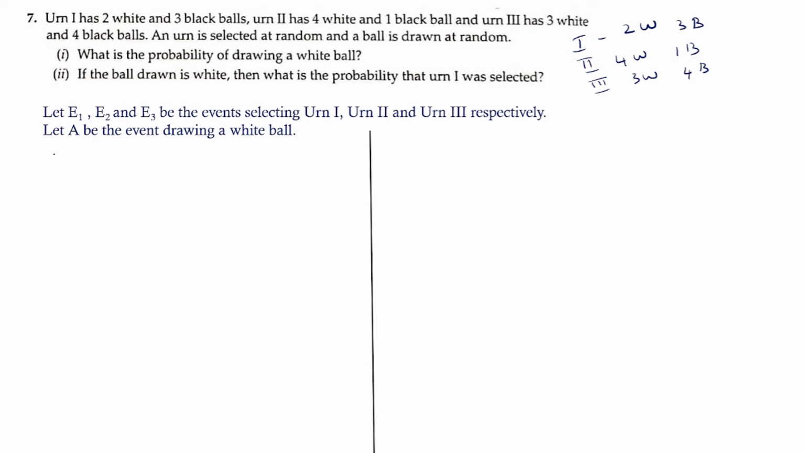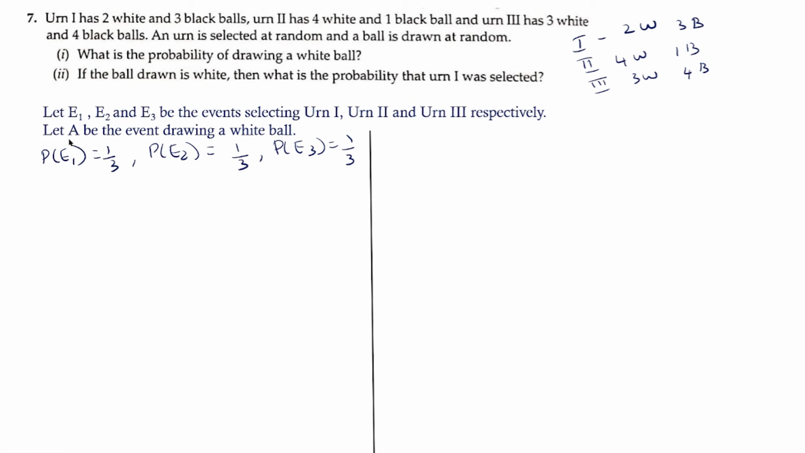So any one of the urns can be chosen. There are 3 urns. So probability of E1 is 1 by 3. Probability of E2 is also 1 by 3. And probability of E3 is 1 by 3. Since here it is given, an urn is selected at random. So the selection of each urn has got equal probability. And then let A be the event drawing a white ball.